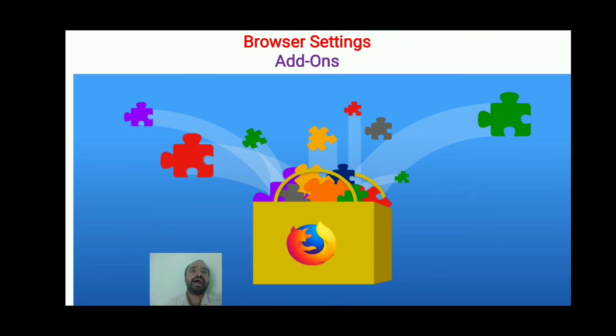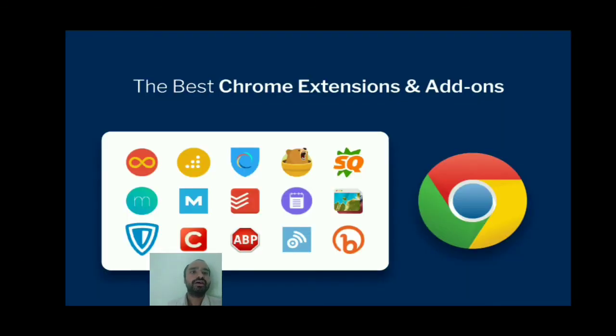Next one, add-ons. Add-ons means, suppose you want to change your browser setting or add something new, it is called an add-on. You can add it, and the image now is showing add-ons for Mozilla Firefox. Next one is for Chrome. These are some options which are available with Google Chrome, so you can add these things in order to extend your Chrome browser.